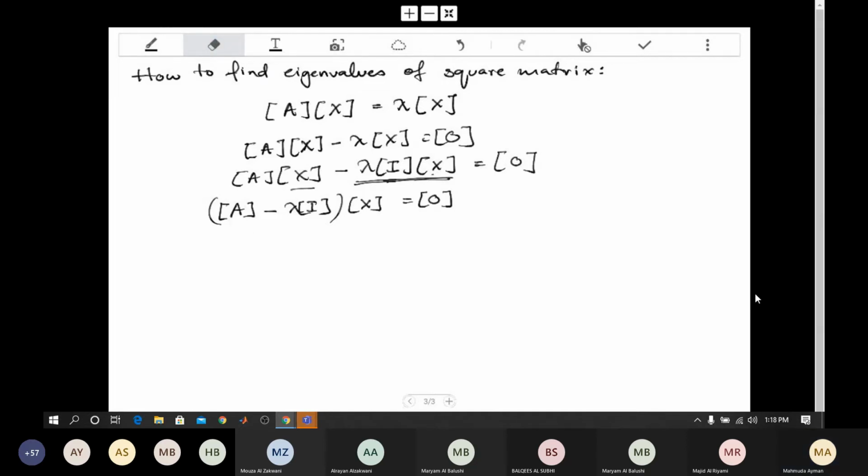So now we want a non-zero solution to this equation here. So we want for this equation here a non-zero solution, which means that this vector here cannot be a 0. So this cannot be a 0 vector.